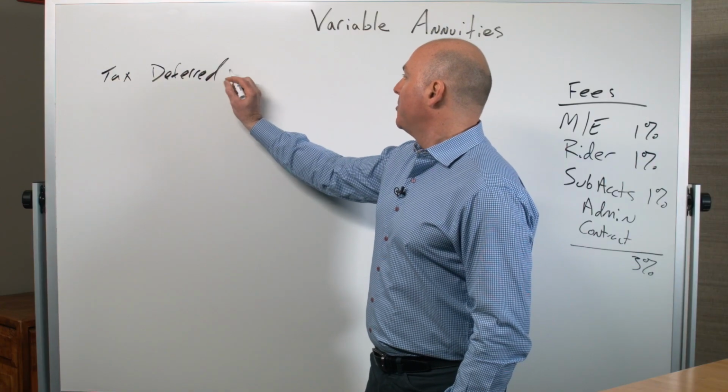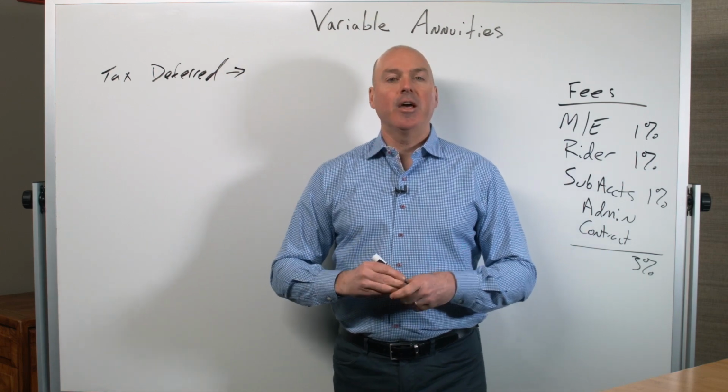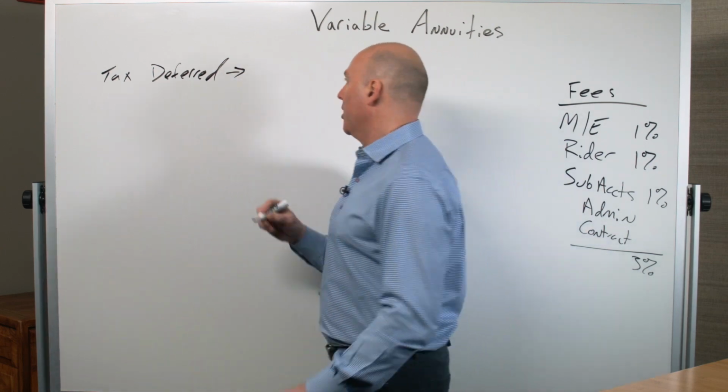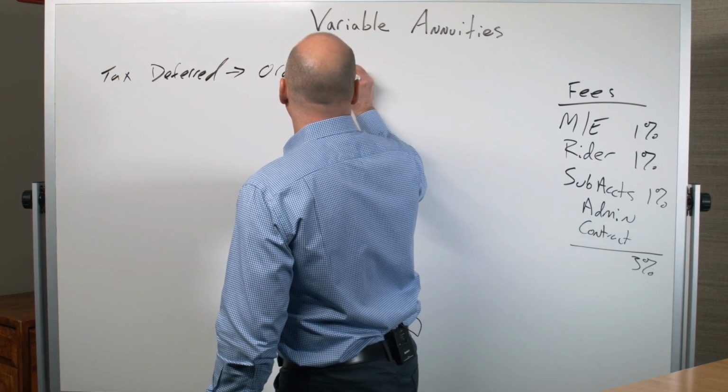It's important to know, though, that if you're buying an annuity for the tax deferral, you understand how those taxes are going to work. They're actually going to be classified as a type of income known as ordinary income.